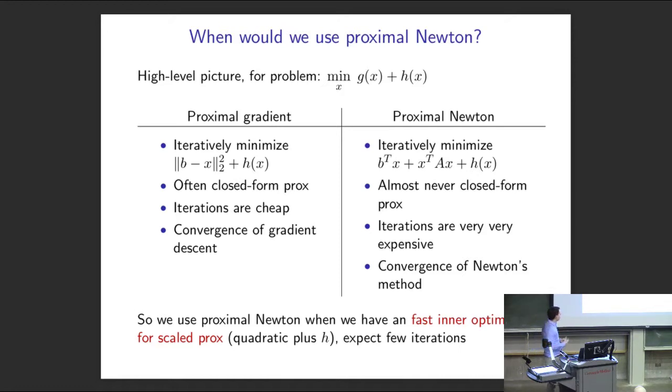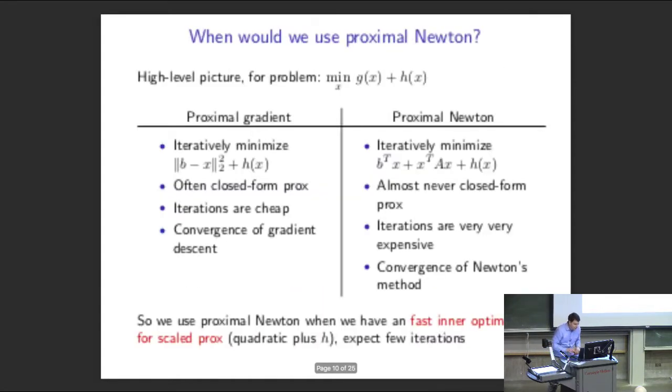Proximal Newton, on the other hand, iteratively minimizes some other quadratic form plus this non-smooth term. There's almost never a closed form to that prox update, so actually doing that is quite complicated, and the iterations are very expensive. But if you can do it, you get the convergence of Newton's method, so you get quadratic convergence.